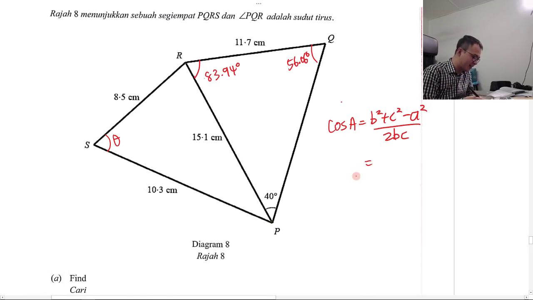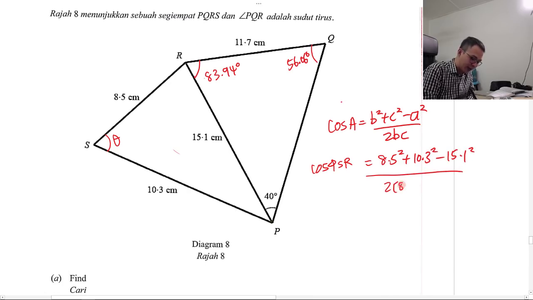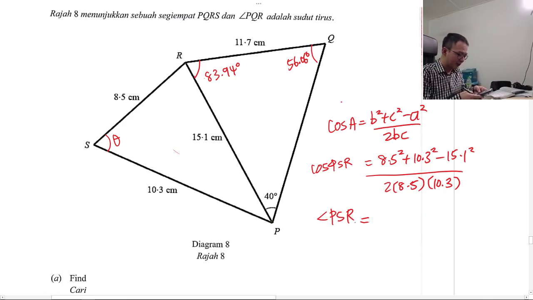And what are B and C? Basically, I will do something like cos PSR, angle PSR. B and C will be two sides. A will be the opposite length. Just remember 8.5 squared plus 10.3 squared minus 15.1 squared over 2 times 8.5 times 10.3. Then you just move the cos to the other side. You can get angle PSR easily.